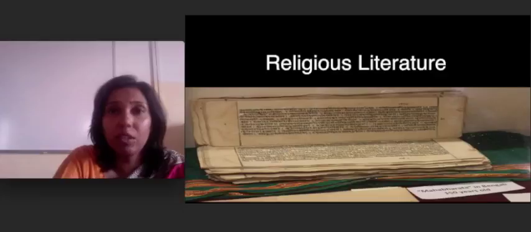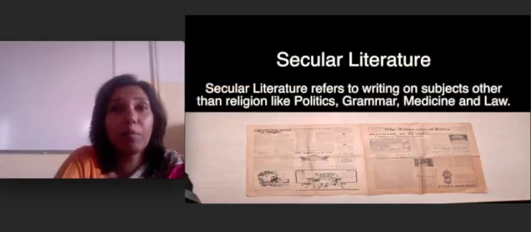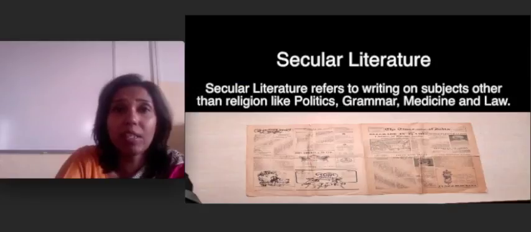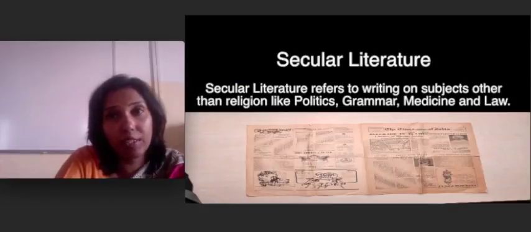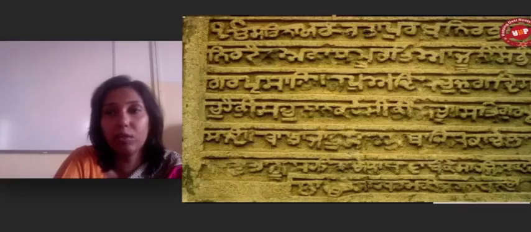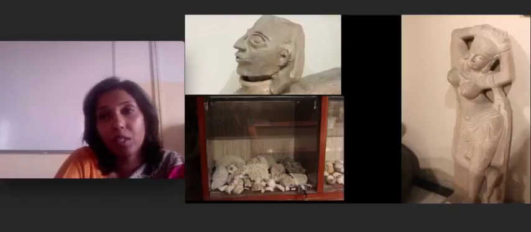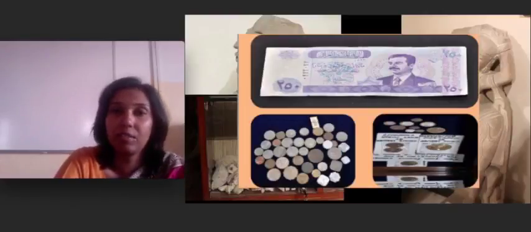This is an example of religious literature. Now, this is an example of secular literature. Secular literature refers to writings on subjects other than religion, like politics, grammar, medicine, etc. Archaeological includes inscriptions, monuments, manuscripts, coins, and artifacts.